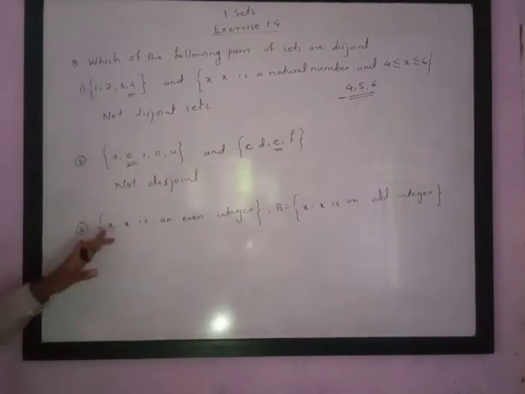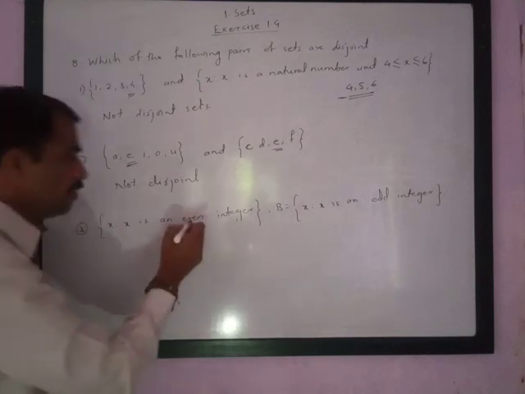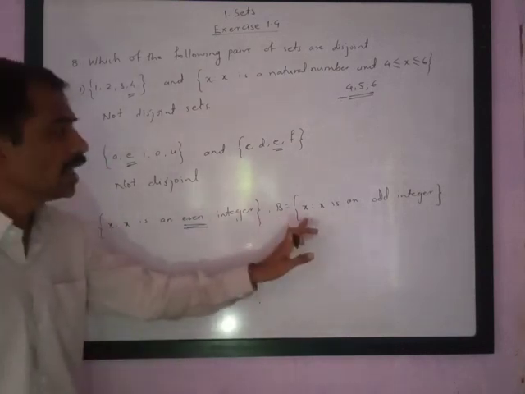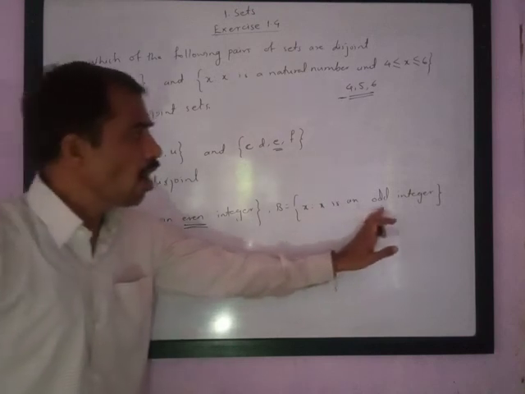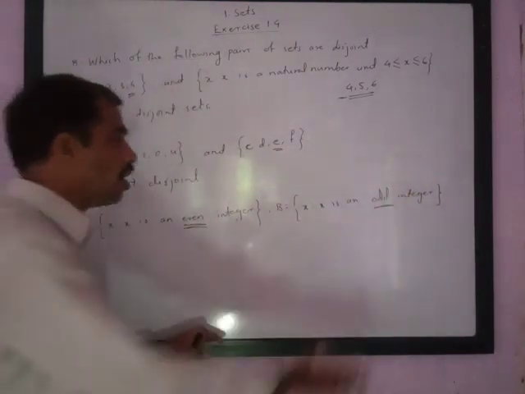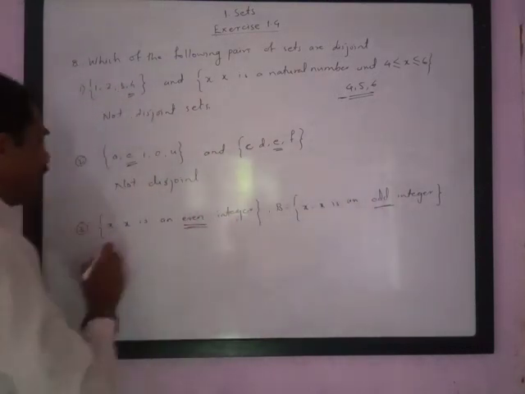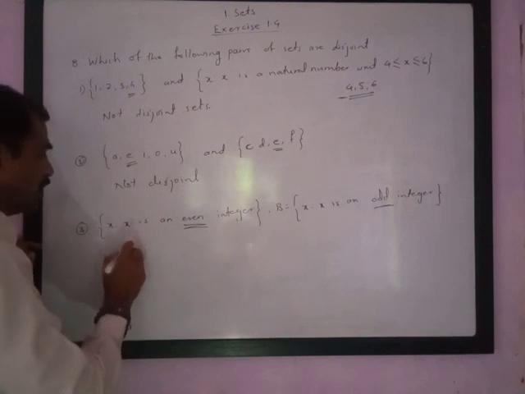Now the next question is the set of x such that x is an even integer. Please understand, this is an even integer and B is the set of x such that x is an odd integer. This is an odd integer. 1, 3, 5, 7 are the odd integers. 2, 4, 6 are even integers. They don't have any common element. Hence, these two are disjoint sets.